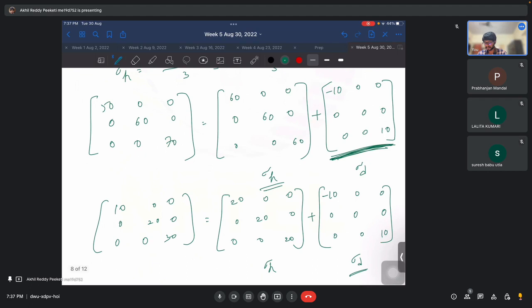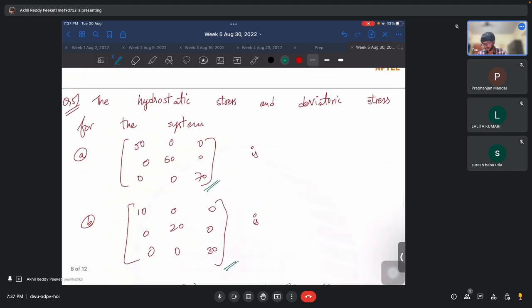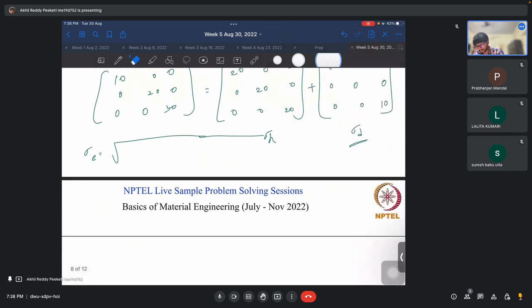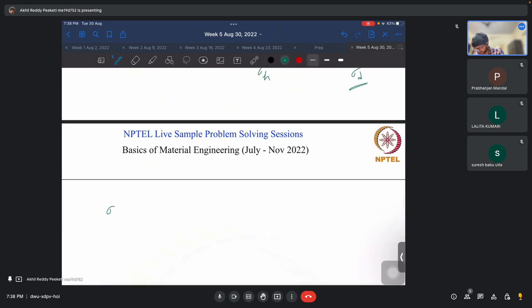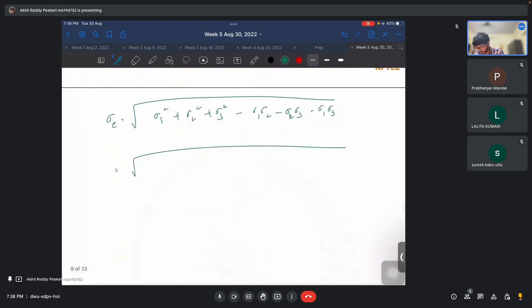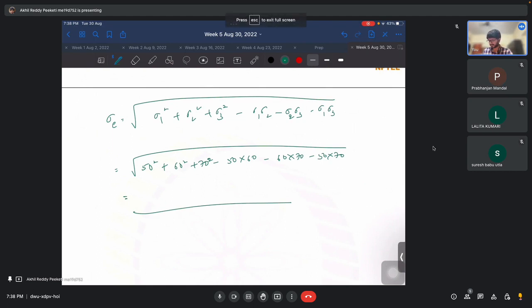Okay. So the von Mises stress, whatever you are writing, let's calculate that von Mises stress. In 3 dimensions, what would that be? The effective stress: sigma 1 square plus sigma 2 square plus sigma 3 square minus sigma 1 sigma 2 minus sigma 2 sigma 3 minus sigma 1 sigma 3, right? So here we have 50, 60, 70. So 50 square plus 60 square plus 70 square minus 50 into 60 minus 60 into 70 minus 50 into 70. Okay, what would be this value? Can anyone tell me? Check and tell me.